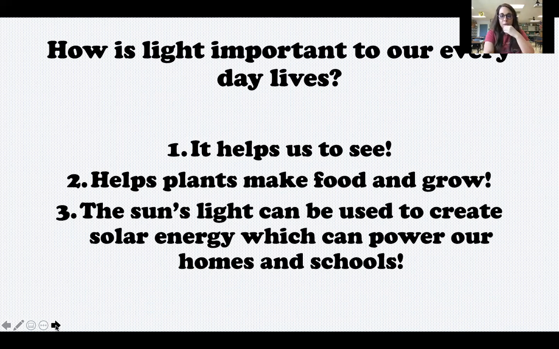And the sun's light can be used to create solar energy, which can power our homes and schools. And that's a much safer and cleaner way to create power than by using other things like coal or natural gas.